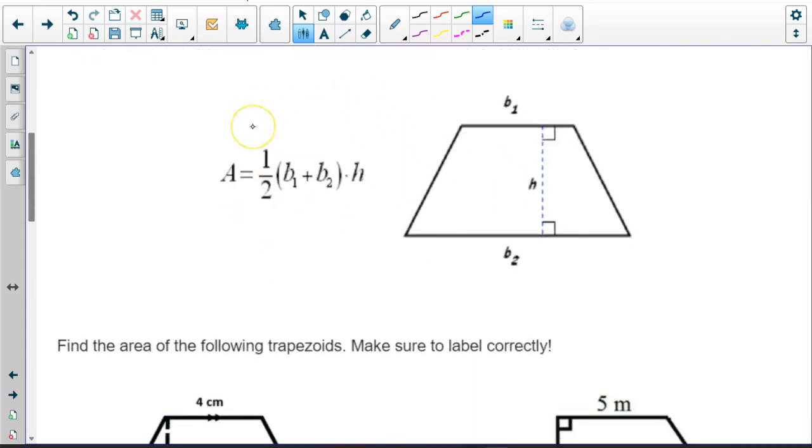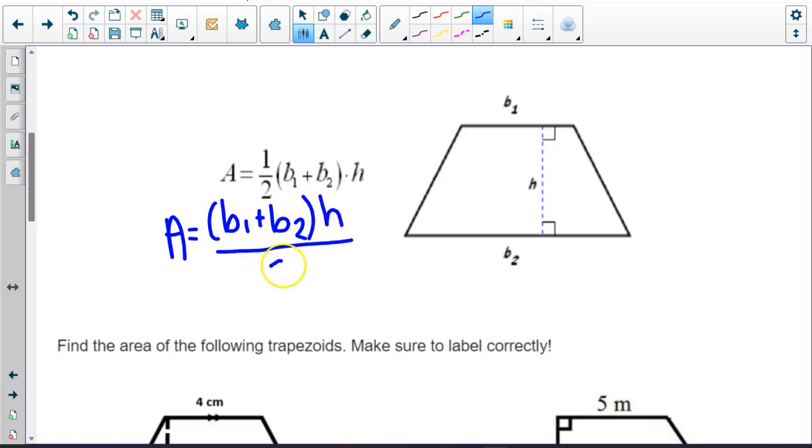So we use a formula. You can see it being written like this. Area is equal to 1/2 of the base 1 plus the base 2 times the height. So we add our two bases, multiply it by the height, and then divide by 2. You'll more commonly see it being written as base 1 plus base 2 times the height divided by 2.